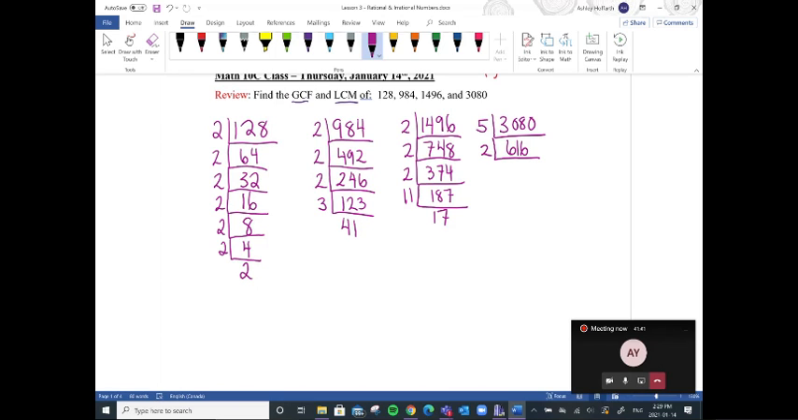So 616 divided by 2, we get 308, which is even. So let's divide by 2. We get 154, which is also even, so divide by 2. And we get 77. And I can either use a 7 or an 11 with 77. So let's go with 7. And then my answer is going to be the opposite number. So I get 11. And 11's prime, so I stop there.